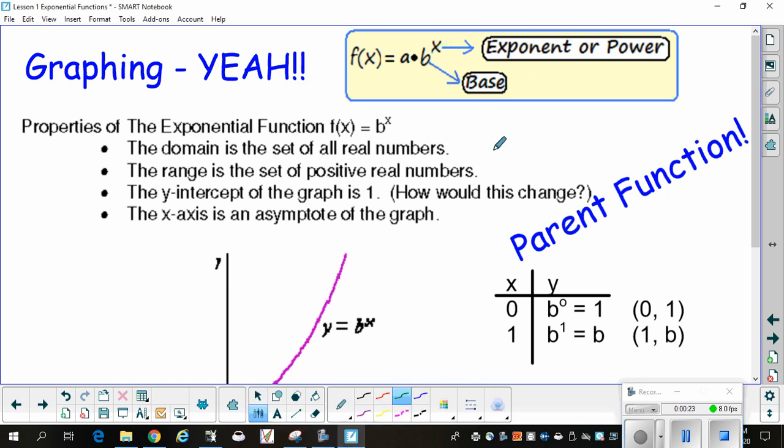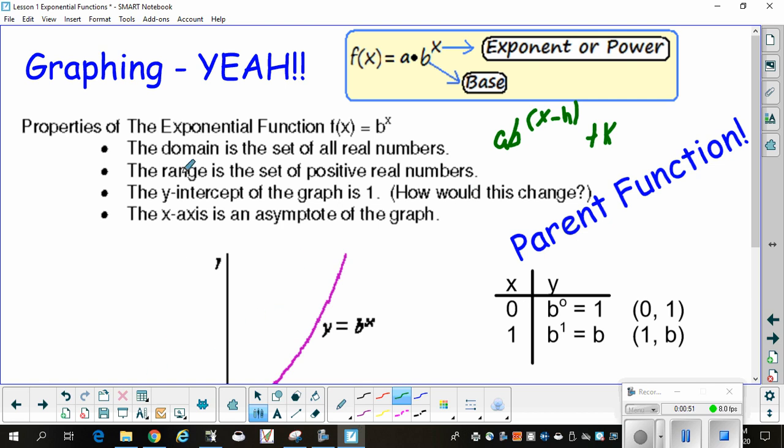A is your vertical stretch. Remember that I can also have a times b to the x minus h, there's your right-left shift, plus k, that's your up-down shift. Okay, we really don't do horizontal stretches and compresses on powers like this. That's just a little crazy.